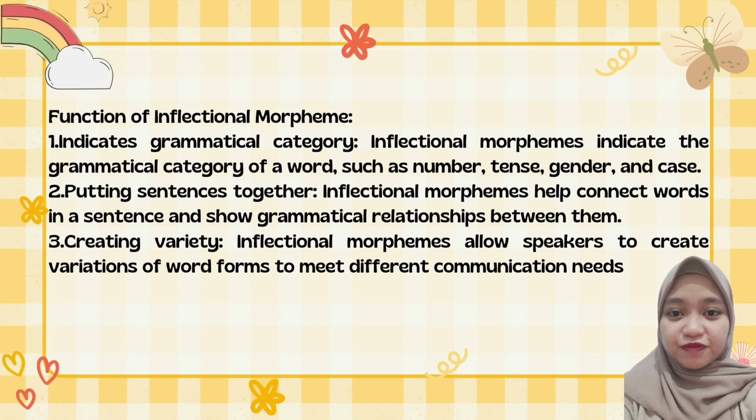Functions of inflectional morphemes. The first, indicate grammatical category. Inflectional morphemes indicate the grammatical category of a word such as number, tense, gender, and case. Second, putting sentences together. Inflectional morphemes help connect words in a sentence and show grammatical relationships between them. Third, creating variety. Inflectional morphemes allow speakers to create variations of a word's forms to meet different communication needs.